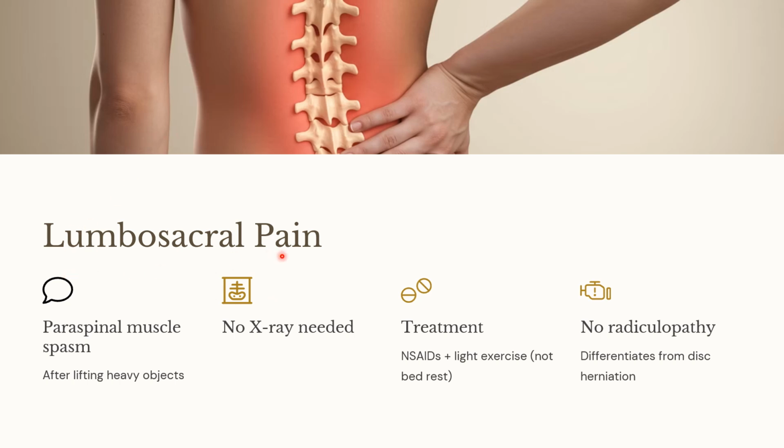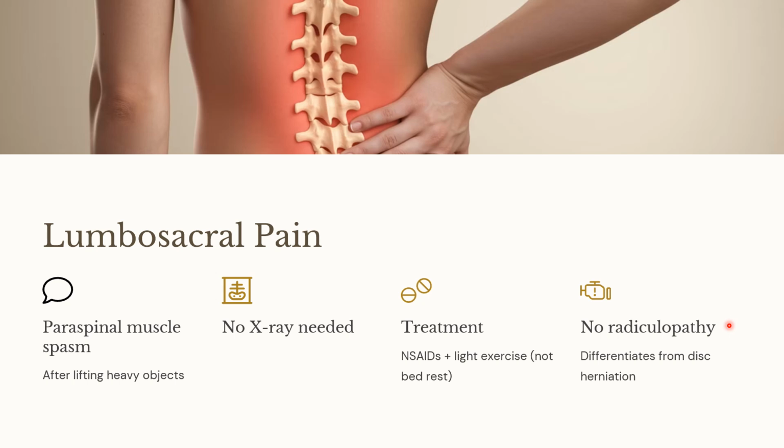This is another important concept, which is lumbosacral pain. So here there are paraspinal muscles. When paraspinal muscle spasm happens, mostly after lifting heavy objects, then it is lumbosacral pain. When you get a patient with pain in the lumbosacral area, you do a straight leg raise test. When the straight leg raise test is done, it is negative.